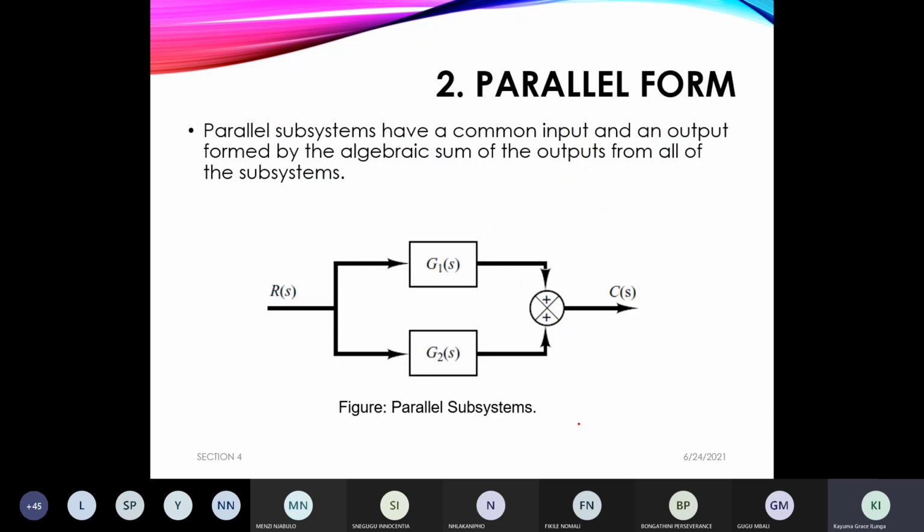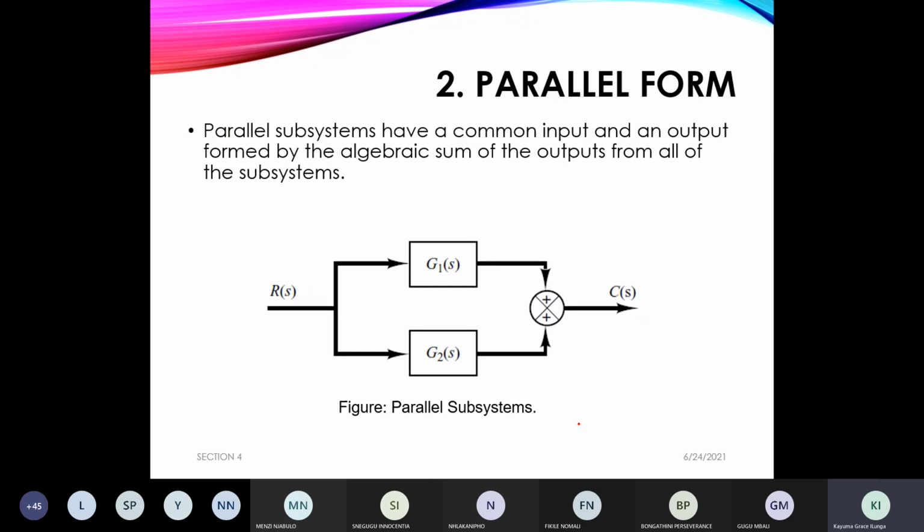So now there is another concept that can be used here. The other concept is the parallel form. So the parallel form, after we finish with the series form, now we can talk about the parallel form. As you know already what the parallel form is.